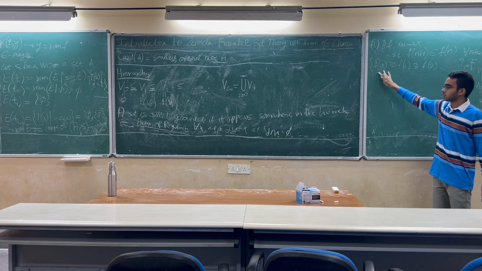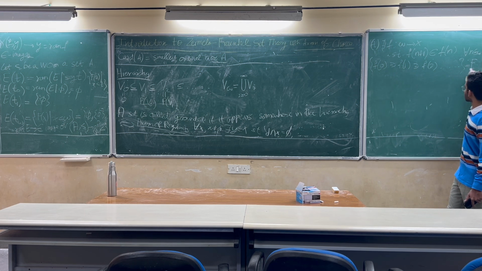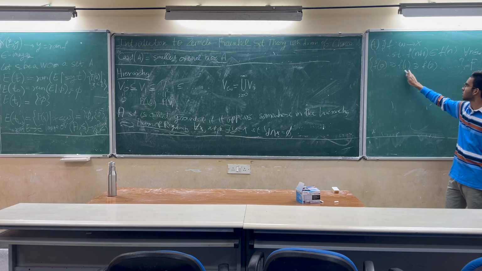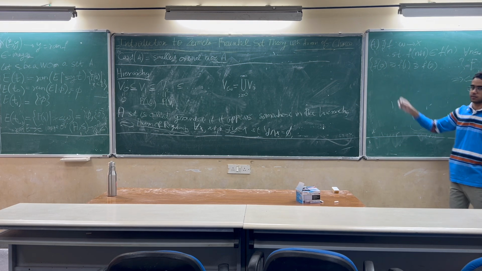f of 0 is not disjoint from F because f of 0 contains f of 1, and F also contains f of 1, so they are not disjoint. f of 1 is not disjoint from F because f of 2 is there in f of 1, and f of 2 is also there in F. In this way, by induction, you can show that no member of F is disjoint from it, which contradicts the axiom of regularity. So you cannot, in some sense, have a chain like this where the right one is contained in the left one.